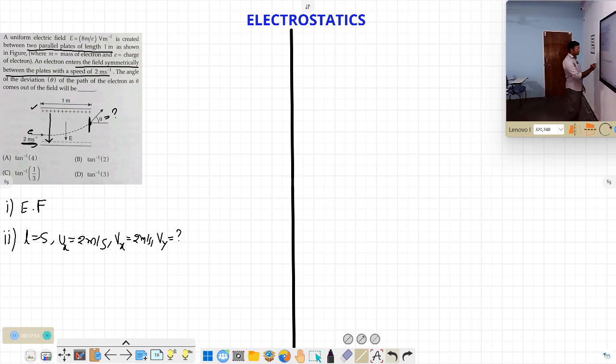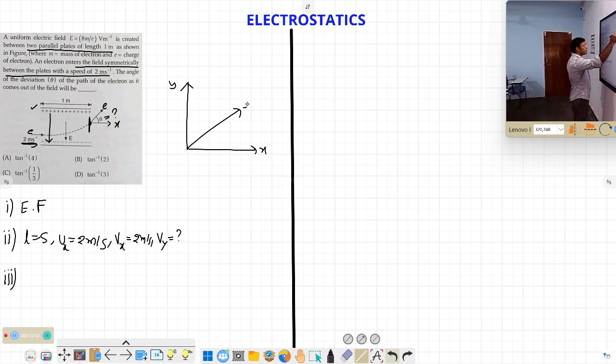Now third, when it is coming out at the end, how much angle is it making? If you observe this direction of the electron, it is making some angle theta with respect to the x-axis. So this is the x-axis, this is the y-axis, and the electron is coming out from this by making an angle theta. So they're asking the theta value. That means there are two velocities for this electron. One is horizontal velocity Vx, second one is vertical velocity Vy. So using the concept of triangle, if we construct a perpendicular, we are getting a triangle.